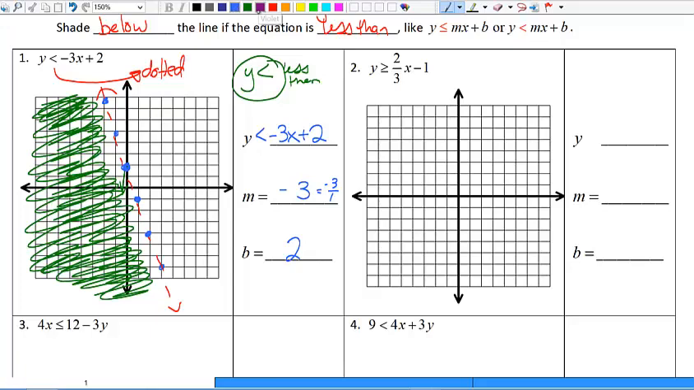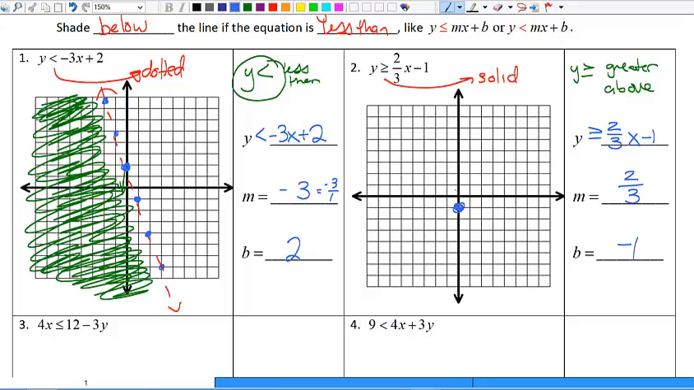My next equation is also in slope-intercept form. Y is greater than or equal to 2/3 x minus 1. And in fact, right now I can decide, even before doing anything else, that because it's or equal to, this is going to be a solid line. And because it's y is greater than or equal to, that is greater, which means I'm going to shade above. Even before doing any of the problem, I already know it's a solid line and I know I'm shading above. So to get the boundary line, I'm going to look at my slope, which is 2/3, and my y-intercept, which is negative 1.